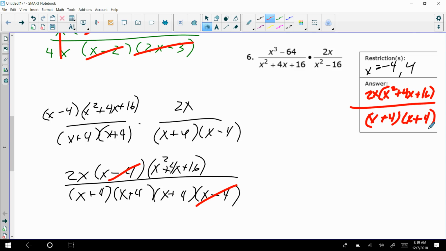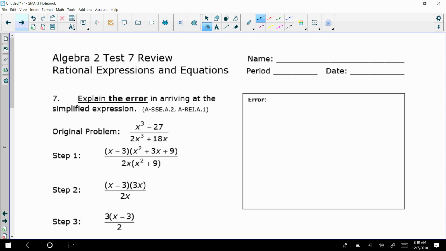Actually, you've got 3x plus 4s. Wow. X plus 4. Really went crazy with the x plus 4s. Okay. Next, explain the error.